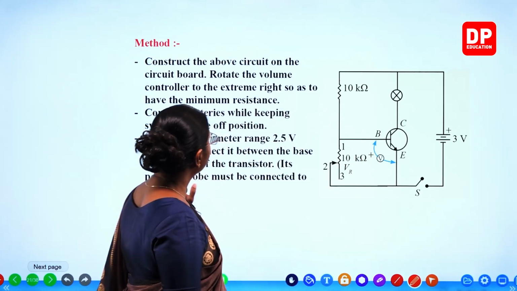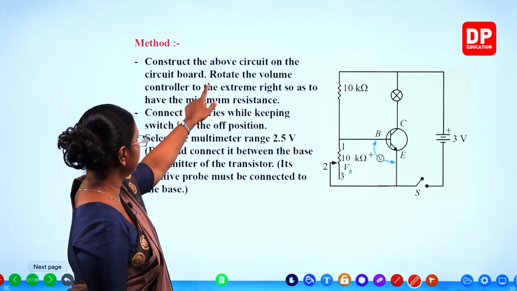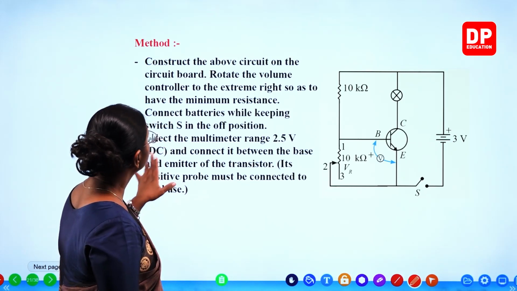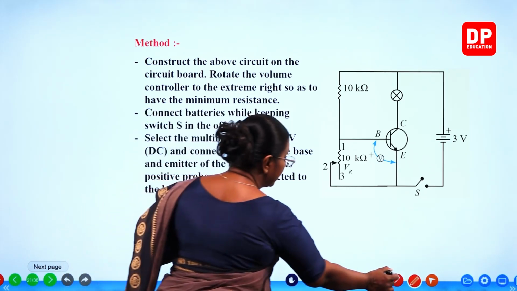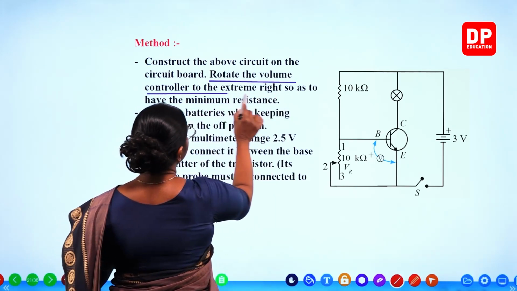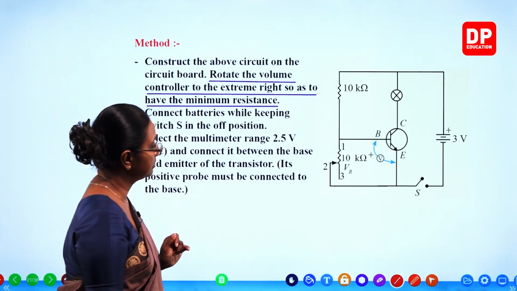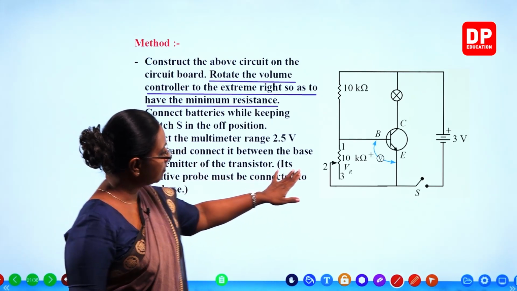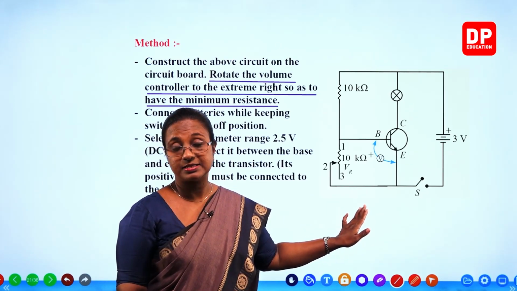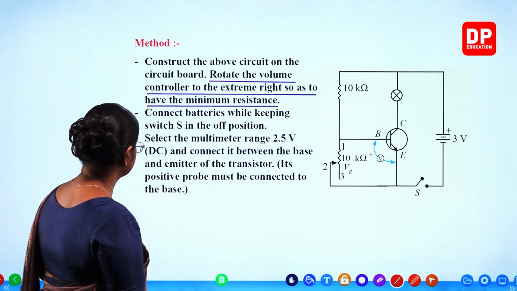So then this is what we do here. Rotate the volume controller to the extreme right so as to have the minimum resistance. When we have the minimum resistance here, current can flow through this. That is why we reduce it to the minimum resistance.